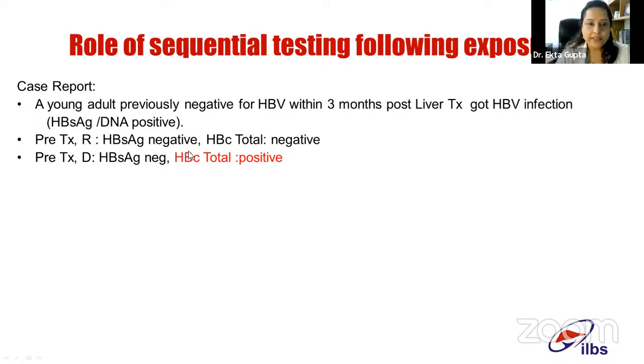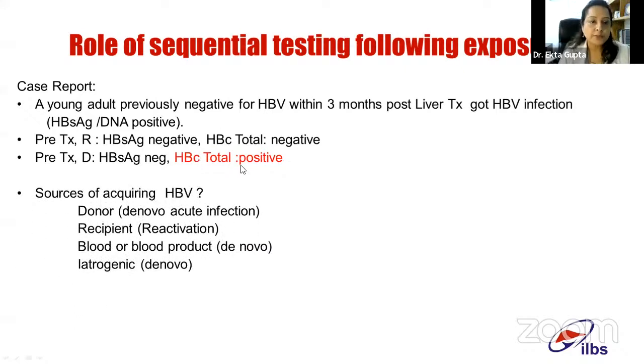Pre-transplant, the recipient was surface antigen negative and had no IgG exposure; he was never exposed, never infected. Pre-transplant, the donor was surface antigen negative. However, there was a core total positive. Now, the microbiologist could have ignored this scenario, but this could have been a potential source of transmission. So what were the possible sources? Yes, the donor, because the donor showed exposure and the recipient did not. The recipient could have been at a stage where the core total antibodies were minimally detectable. So reactivation, blood product could give de novo, or it could be iatrogenic.